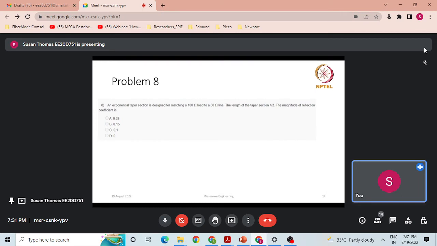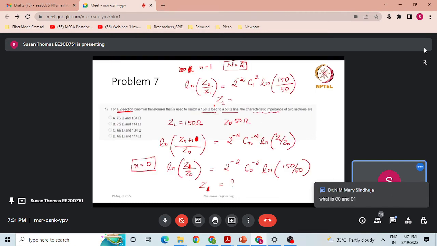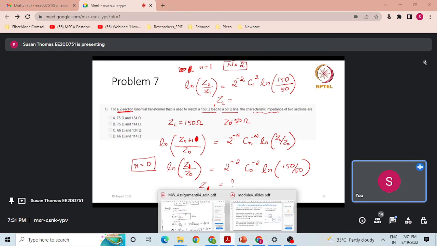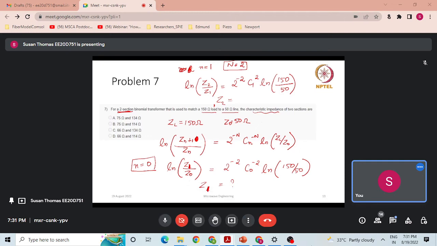Now let us go to the other question. Somebody has asked about C0 and C1. If you have noticed in the lecture videos, you have a table where you have the C0 and C1 coefficients, and then you can find the respective numbers. Right now I don't have those numbers with me, so it is direct from that table.